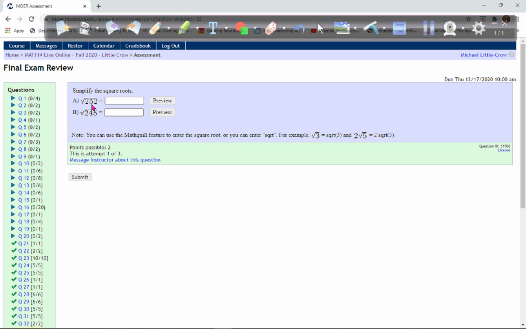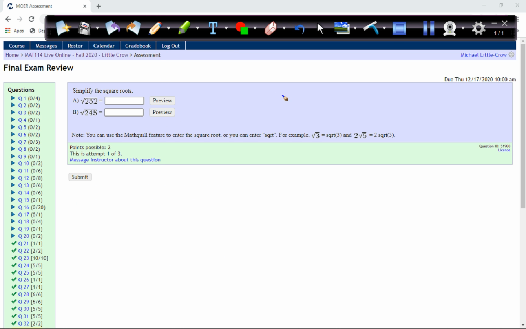Simplifying square roots, a little bit more work in here. What we're looking for is this number 252. We're looking for a perfect square inside there, so we're kind of factoring out 252. So what are the perfect squares?